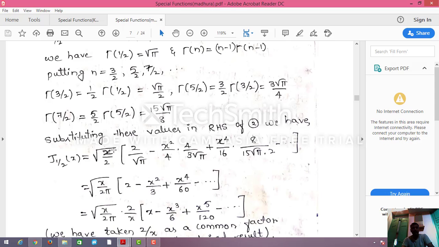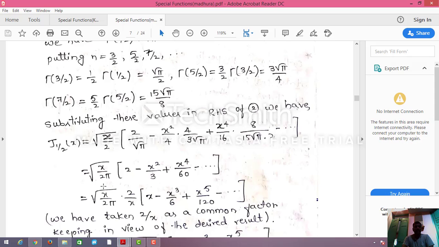Now, root x by 2 is there, and I am taking 1 by root pi outside. If you take 1 by root pi outside, you get square root of x divided by 2 pi times 2 minus x square by 3, since the 4 gets cancelled and root pi is already taken outside. Here 16 is there, so 8 twos are, 2 into 2 is 4, 4 into 15 is 60. So x power 4 divided by 60 minus and so on, keep on going. Now I'll write square root of x divided by 2 pi.